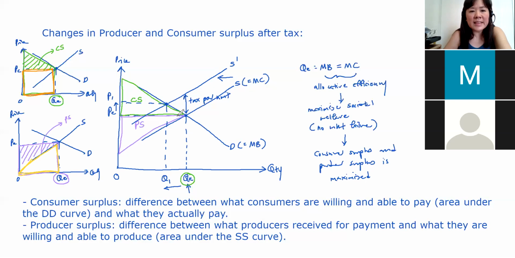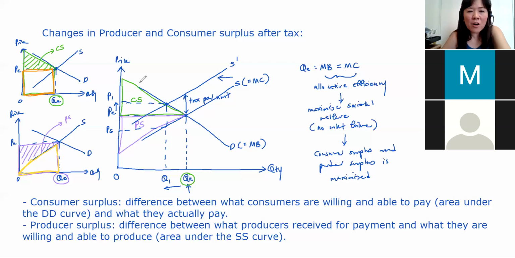Now, we know that there will be changes in consumer and producer surplus, but how exactly will they change, and will there actually be any deadweight loss? This is something that we'll see and examine over here.